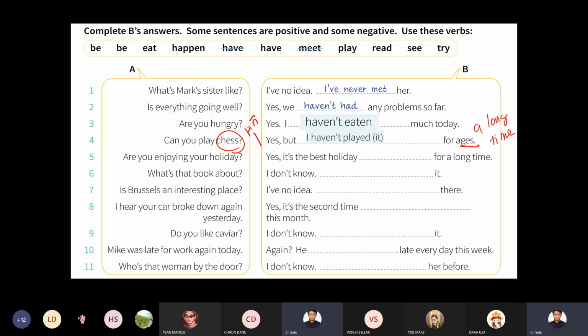Now, number 5 until number 11, I want you to do by yourself. You have 5 minutes for doing it, all right? We check the answers together at 9:31. Please do it and write the answers in your notebook. You don't have this exercise in your textbook, all right? Okay, do it right now.